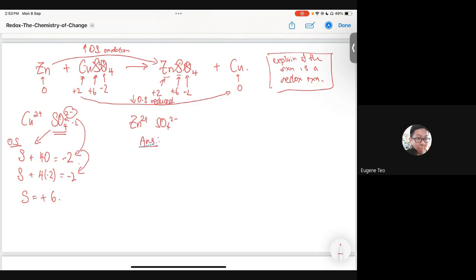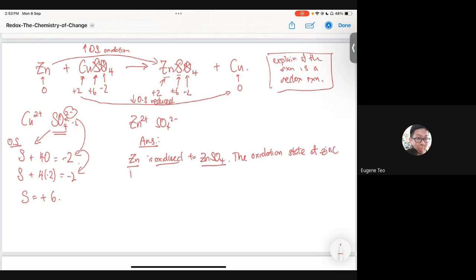So I'm going to write the answer now, the statement, how to explain if it's a redox. So the answer will be this. Zn is oxidized to ZnSO4. So the reactant, what's the process that happened to it? The product. How do you know it's oxidized? It's because the oxidation state of what element? Of zinc.